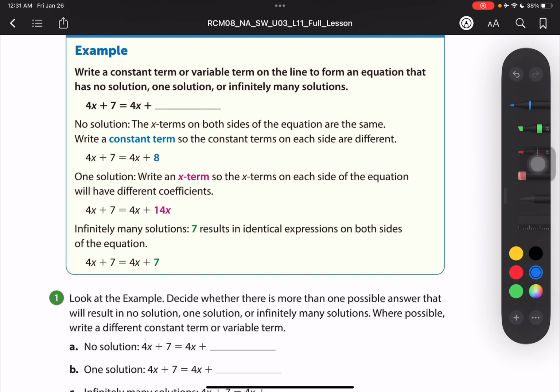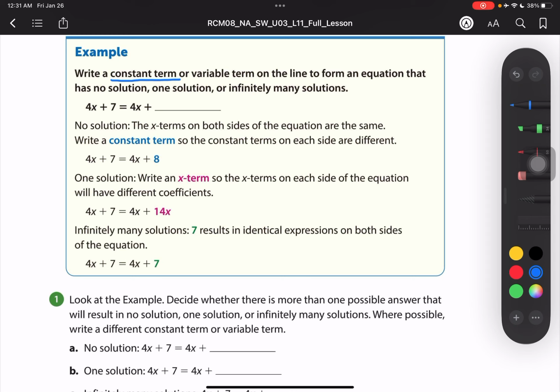Okay, it says write a constant term. Remember, a constant term means a number. It says or variable term. A variable term means a letter. On the line to form an equation that has no solution, one solution, or infinitely many solutions. So 4x plus 7 equals 4x plus blank.